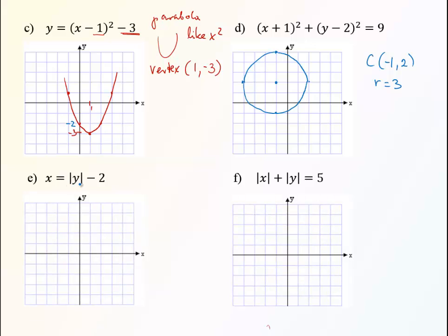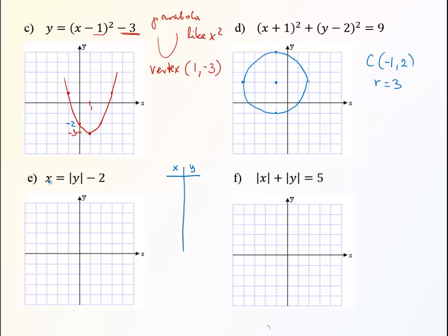Here we have another absolute value shape, but this time something strange happens, because x is equal to some function of y, rather than y as a function of x. So to discover what's going on with this shape, maybe it's a good idea to draw a table of values and check some values for x and y that will satisfy this equation.